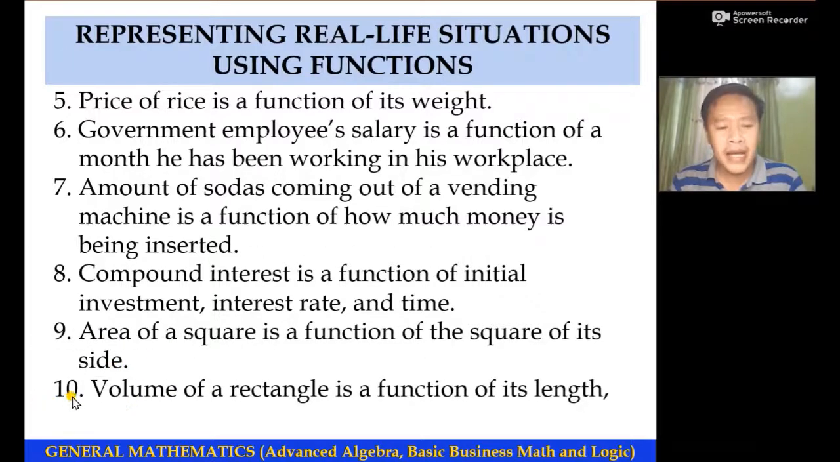And last, number 10. Volume of a rectangular prism is a function of its length, width, and height. The formula will be V is equal to L times width times height. And our dependent variable is the volume. And there are 3 independent variables. We have the length, width, and height. And the formula will be given by V is equal to L times W times height. That ends our lesson for this day.